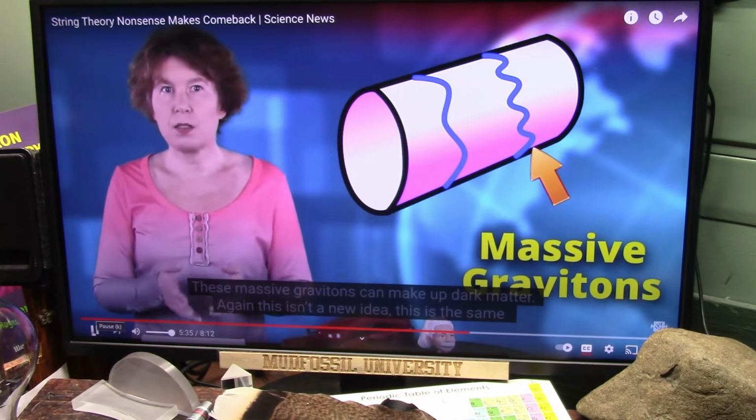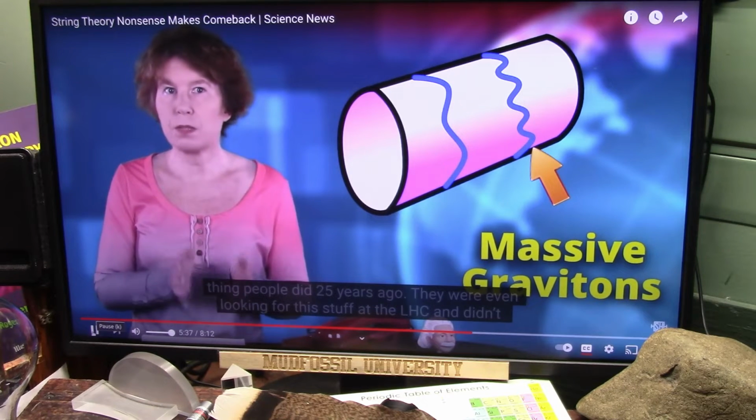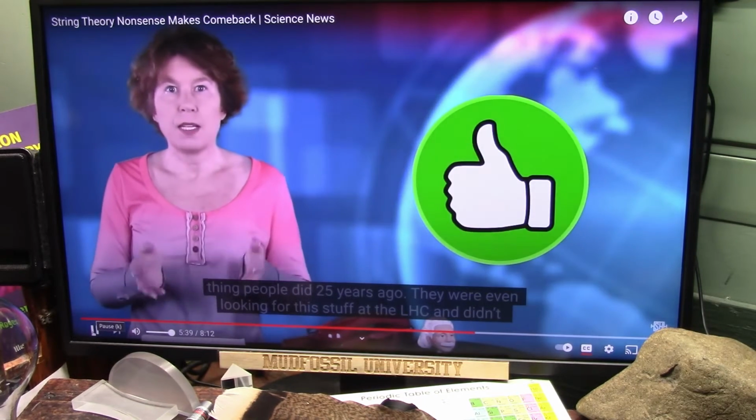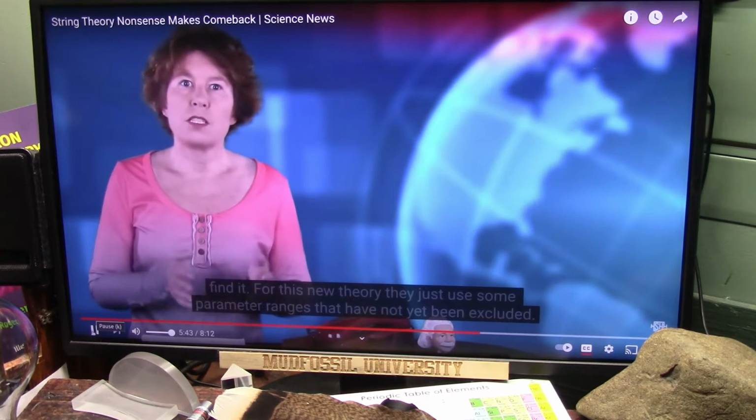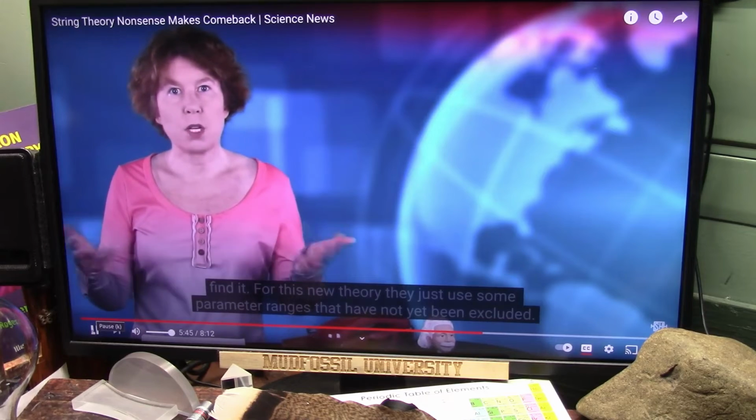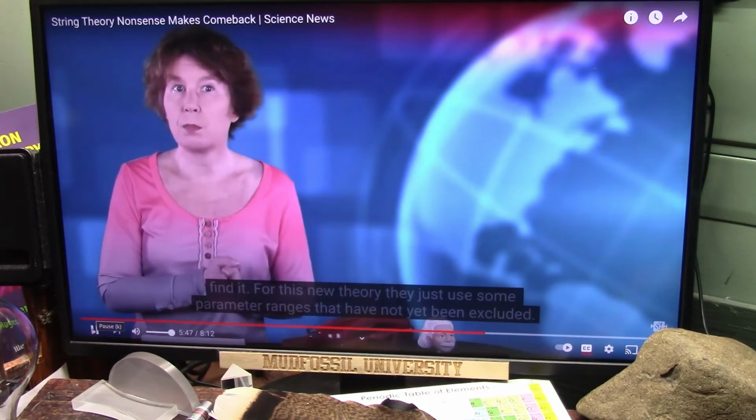Again, this isn't a new idea. This is the same thing people did 25 years ago. They were even looking for this stuff at the LHC and didn't find it. For this new theory, they just use some parameter ranges that have not yet been excluded.